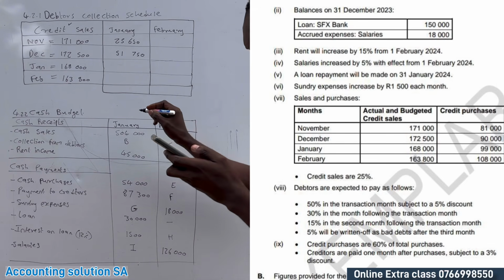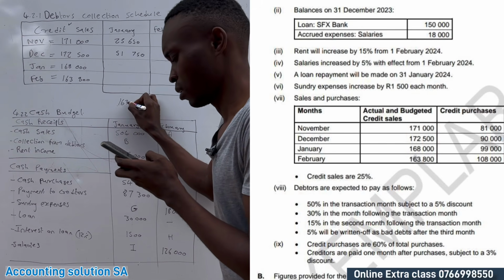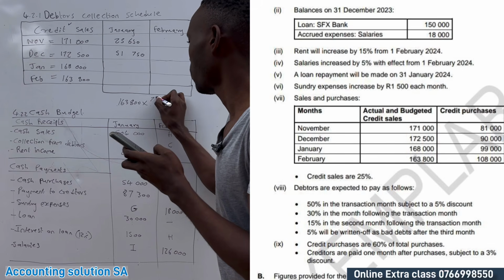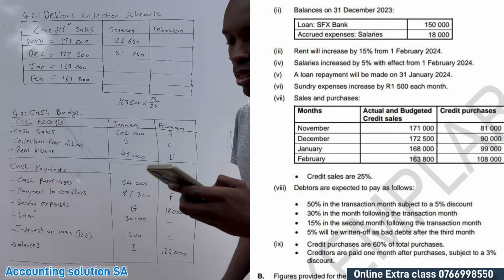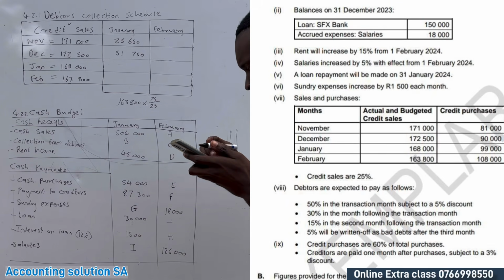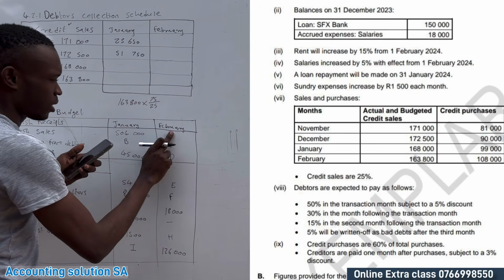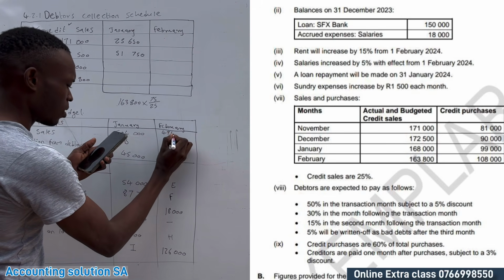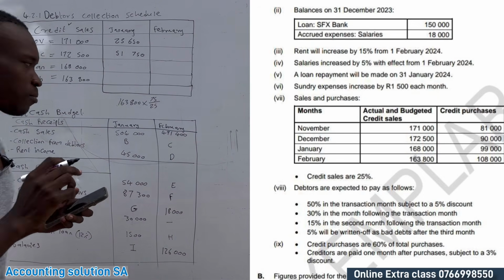So for February, you say 163,800 multiplied by, you are looking for cash sales over credit sales, not total, as I said. So you're going to get an amount of 491,400, which means that number A, we can answer it. Just like that. Very simple stuff.